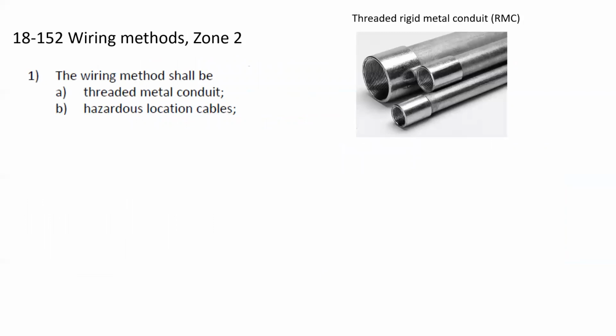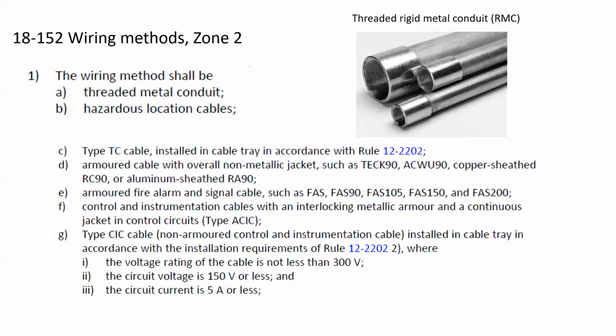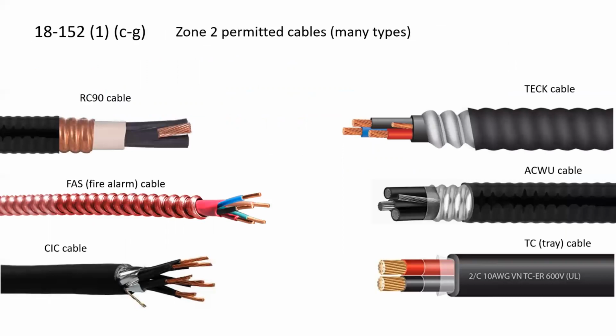Wiring methods for Zone 2 are extensive. There is a ton of them. It says it has to be threaded rigid metal conduit, hazardous location cables, and then, oh my goodness, all of these different types listed. Now, these different types of cables and conduit come in many different forms. Here are the different types of cable. TECK cable is copper, double jacketed.